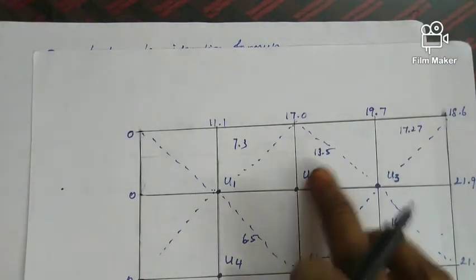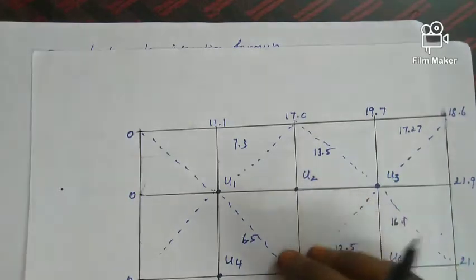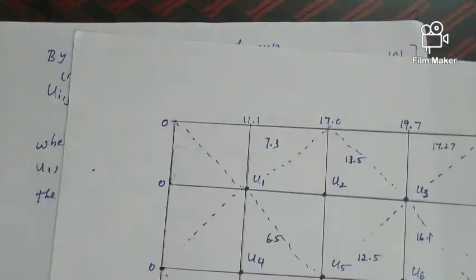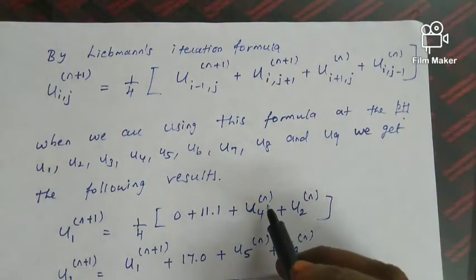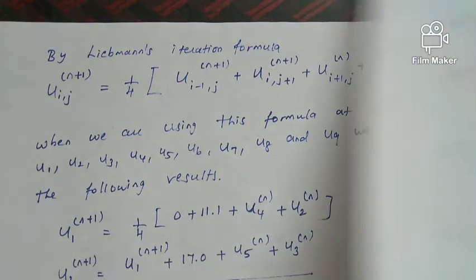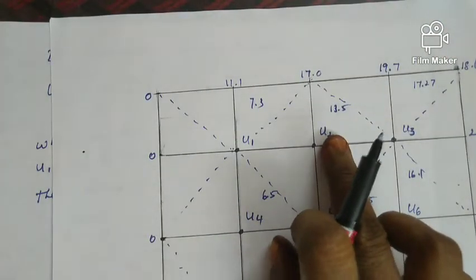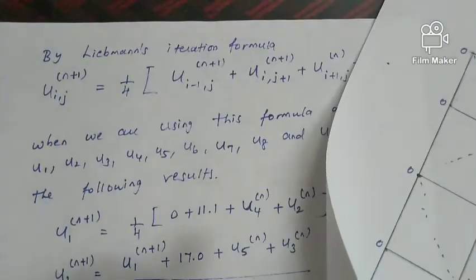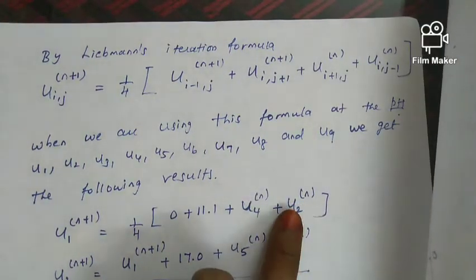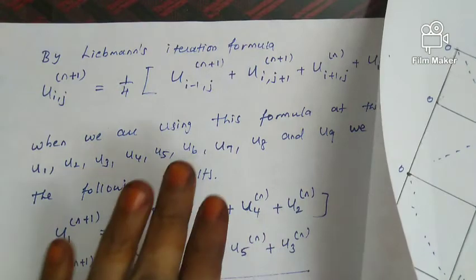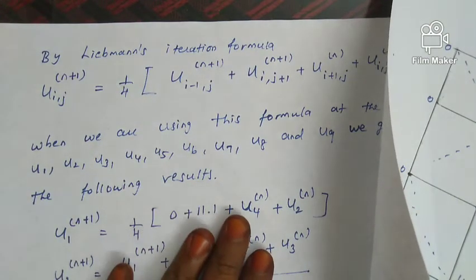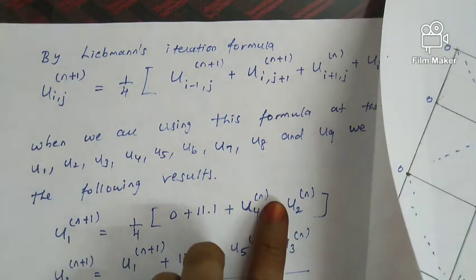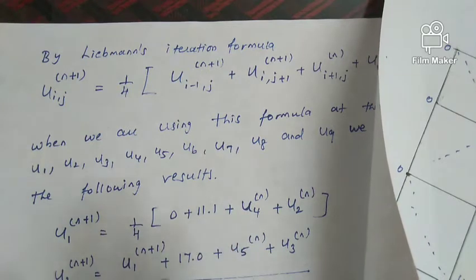Ma'am, why don't we use the initial value? When you are doing the iteration, we can apply the value, but here we are generalizing the result. That is the reason why we are writing u4 of n and u2 of n. Is it clear? We should not write the value here because we are not doing the iteration here. We are initializing the value first, then we are generalizing the result. After generalization only, we are going to give the value for n equal to 0, n equal to 1. That is called the iteration.